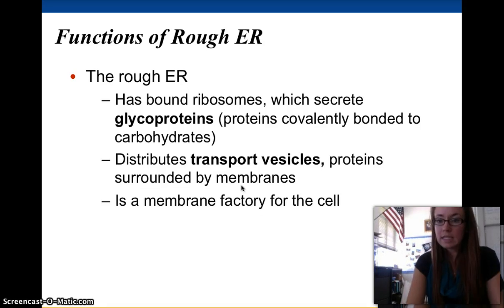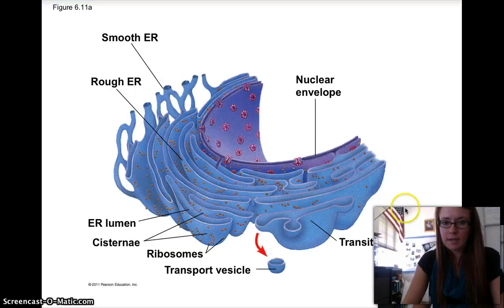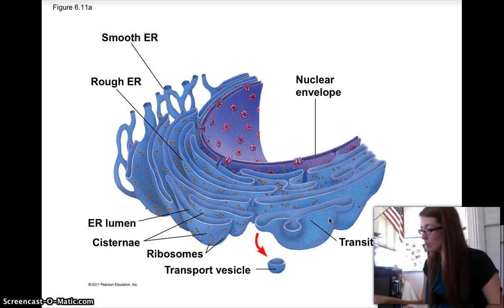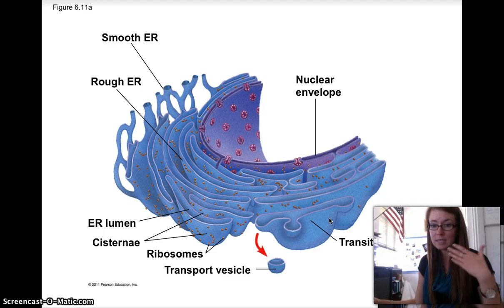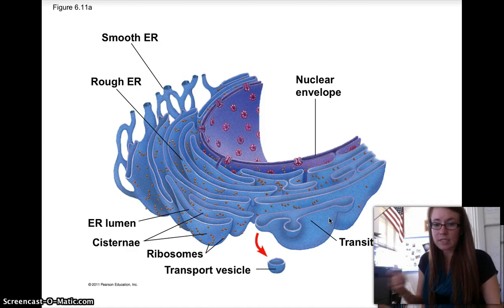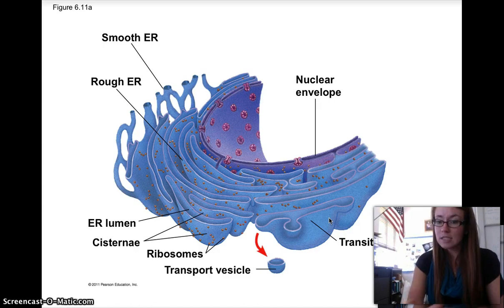So whatever's going to leave the cell needs to be packaged in a transport vesicle. And so they are made, and then they are sent off in this place called the transitional ER. So the transitional ER prepares whatever was just made to be sent off and do a different job someplace else. So you should know smooth ER, rough ER, and then transitional ER is where they are made to be sent off.